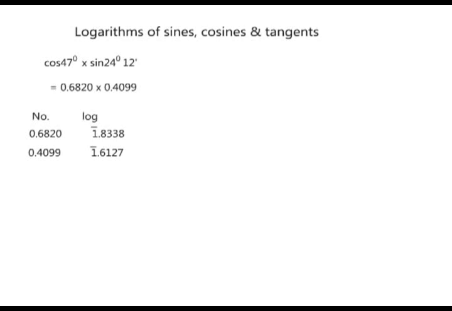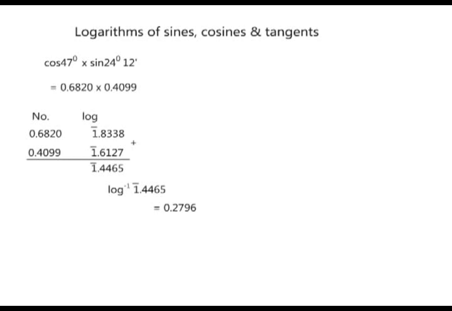0.6127. We are multiplying, so we add the logarithms, and we shall get 1 bar 0.4465. Antilog of that is 0.2796. And so cos 47 degrees times sin 24 degrees and 12 minutes is equal to 0.2796.